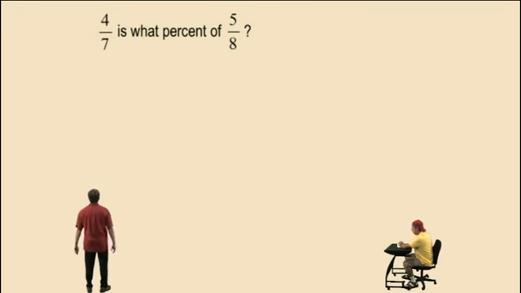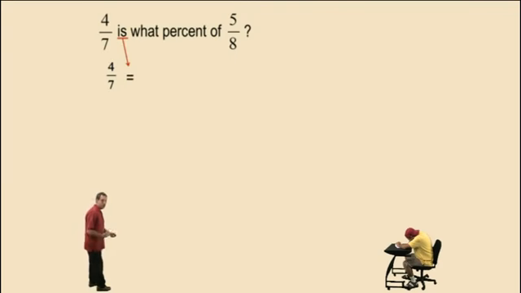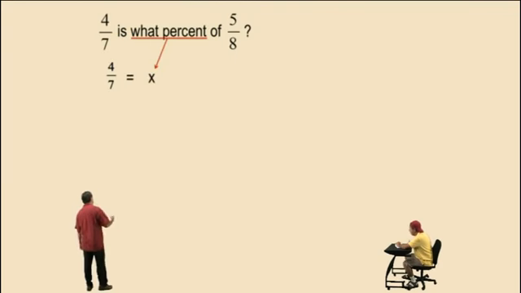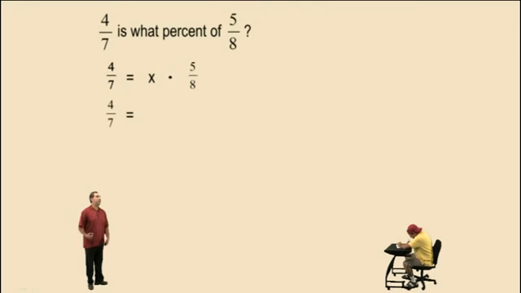4/7 is what percent of 5/8? Now don't get scared. We're going to use the force here. Okay, let's read and translate. Okay, Charlie, pay attention. We have 4/7 is, there's our equal sign. What percent? We're going to represent that unknown quantity by the variable x. Of is multiplication, and bring down our 5/8. So there's our equation. 4/7 equals x times 5/8, or 5/8 times x, or just 5/8 x.